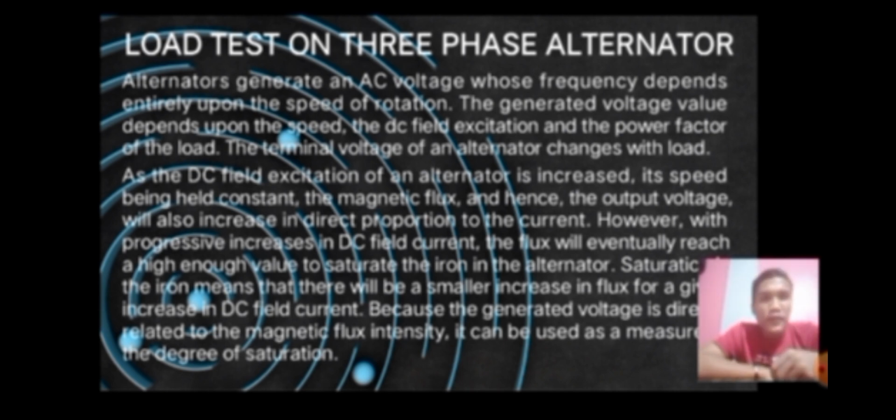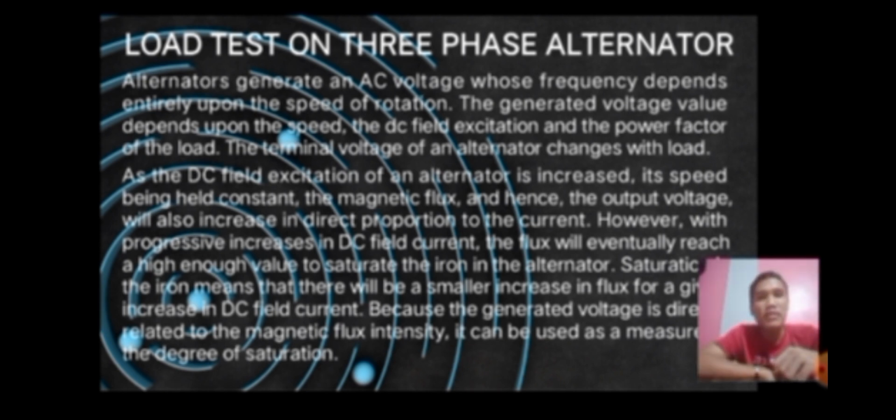As the DC field excitation of an alternator is increased, its speed being held constant, the magnetic flux and hence the output voltage will also increase in direct proportion to the current. So, if you increase the DC field excitation, with the speed kept constant, the magnetic flux and the output voltage will increase directly proportional to the current.